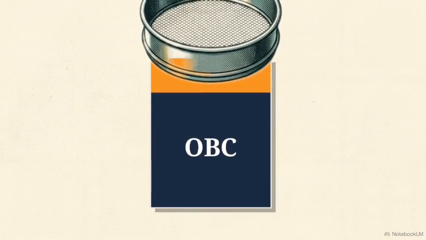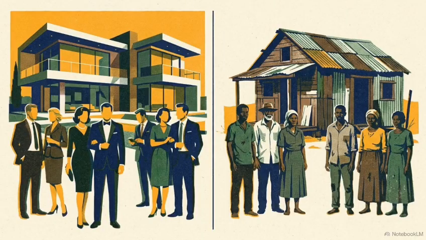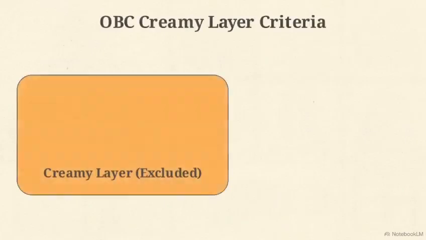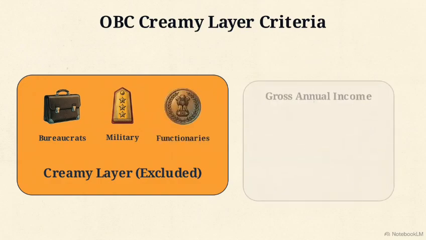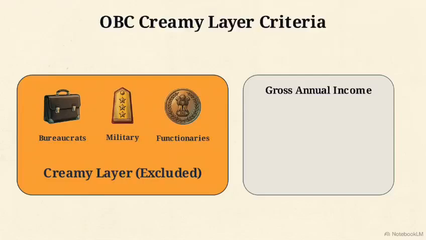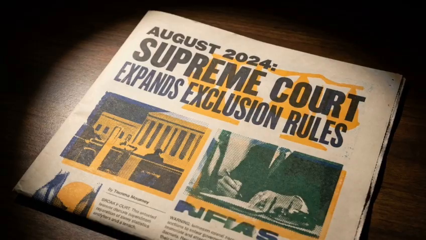This judicially created concept identifies the socially advanced members of a backward class who no longer require state protection. The legal logic holds that individuals who have achieved economic parity should not consume quota benefits intended for the truly marginalized members of their community. This filter applies to children of high-ranking bureaucrats, military colonels, and constitutional functionaries. The income limit has been adjusted to reflect economic growth, starting at 1 lakh rupees in 1993 and rising to the current 8 lakh rupees in 2017.